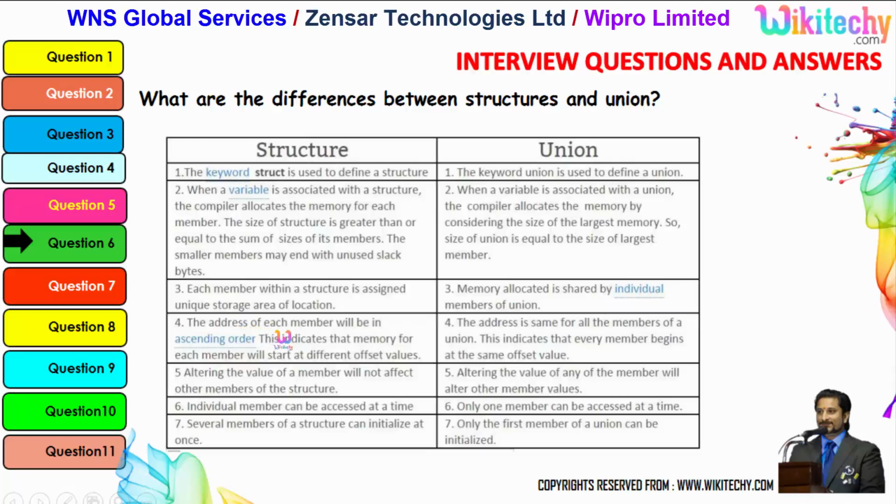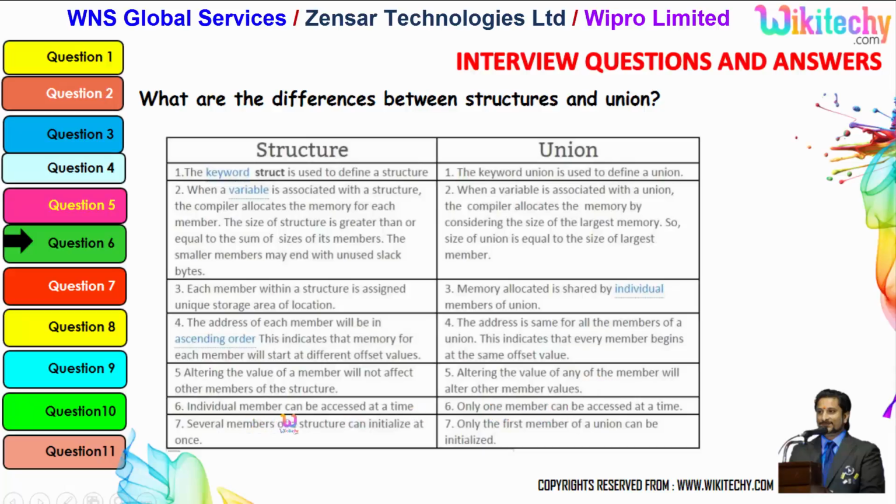The address of each member will be in ascending order. This indicates that memory for each member will start at different offset values. The addresses are the same for all the members of a union. This indicates that every member begins at the same offset value. Altering the value of a member will not affect other members. Altering the value of any member of a union will alter the other members.